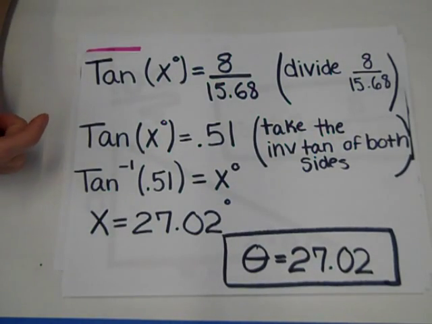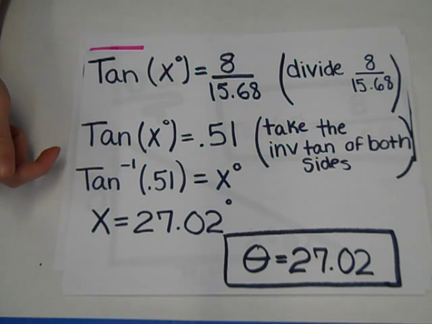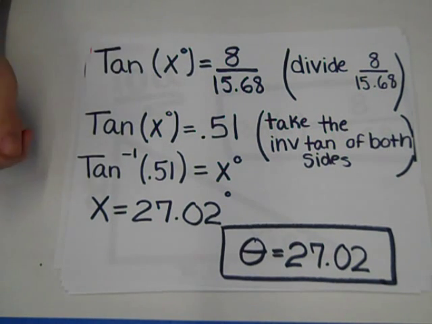We can see in this problem that the opposite side is equal to 8 and the adjacent side is equal to 15.68. Now the unknown, or the theta value, is given the variable x. Since we're using the same triangle, the angle x should be approximately 27 degrees.